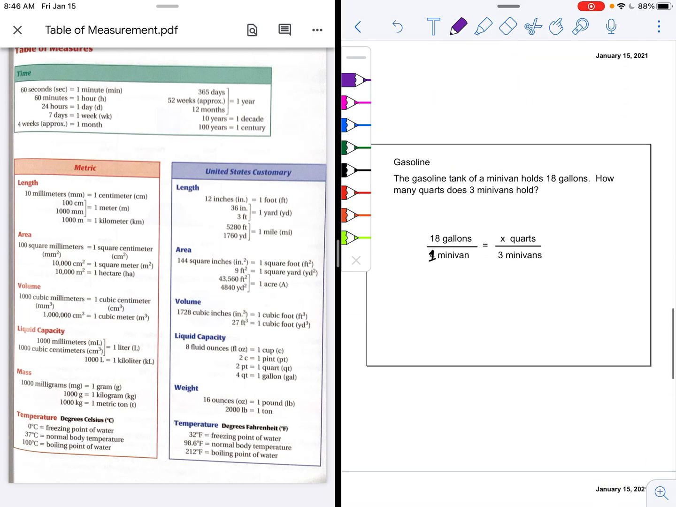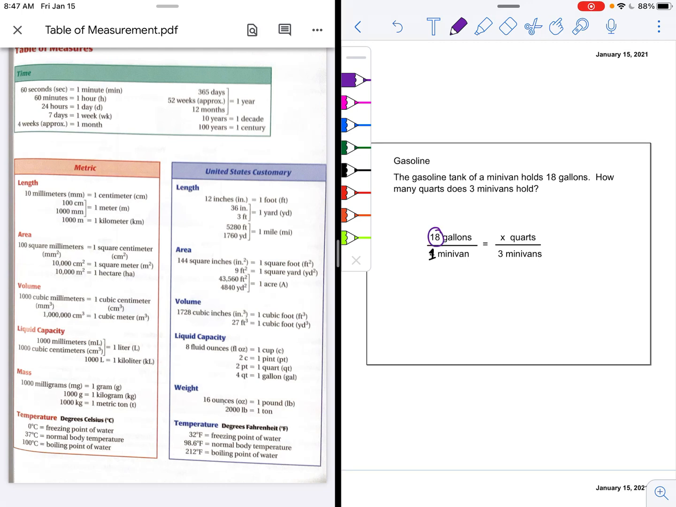So let's go down here. A gasoline tank of a minivan holds 11 gallons. How many quarts does that hold? Well, I know there are 4 quarts in each gallon. So each one of these gallons has 4 quarts in it. So I'm going to actually multiply this by 4. So I'm going to do 18 times 4, and I get 72 quarts.